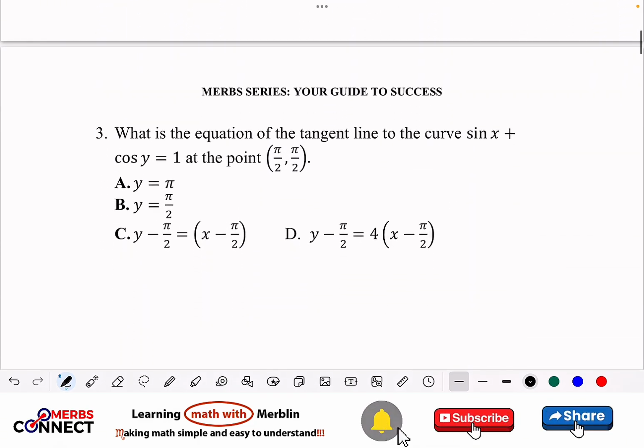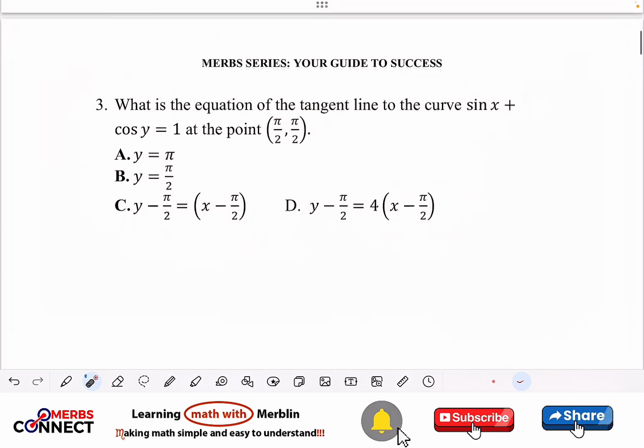Let's look at question 3. What is the equation of the tangent line to the curve sine x plus cos y equal to 1 at the point pi on 2, pi on 2?